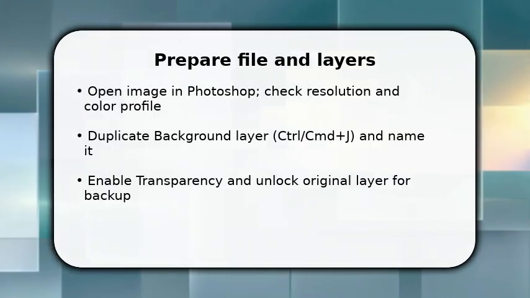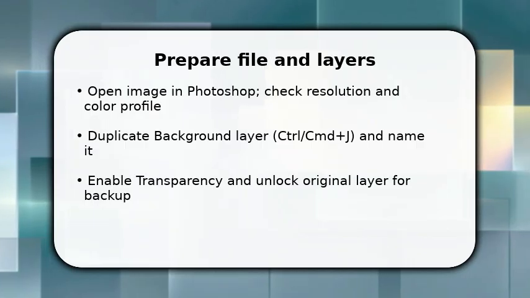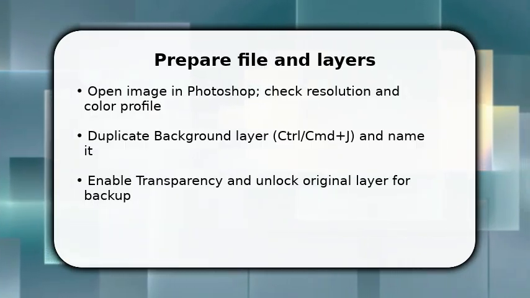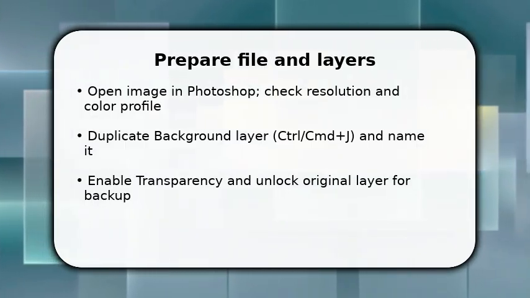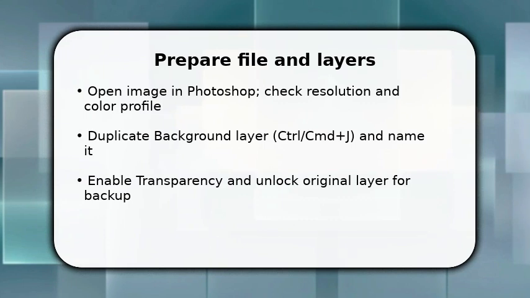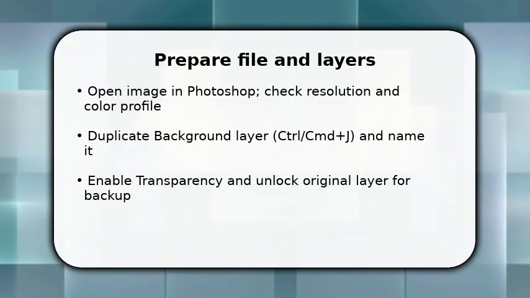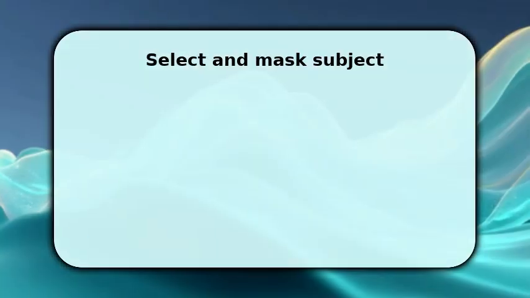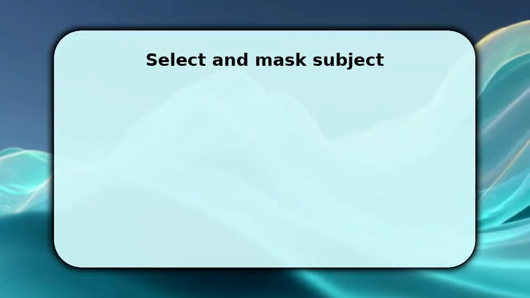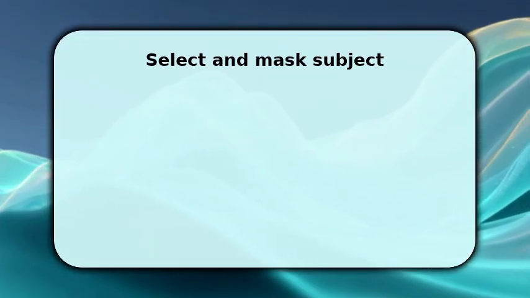Now select the duplicate layer and zoom into edges. This prevents accidental edits. Finally, set your workspace to Essentials or Photography so the layers, properties, and tools are visible before moving to Selection. You'll focus on isolating foreground using Select Subject as a starting point. It's fast and accurate for clear objects.